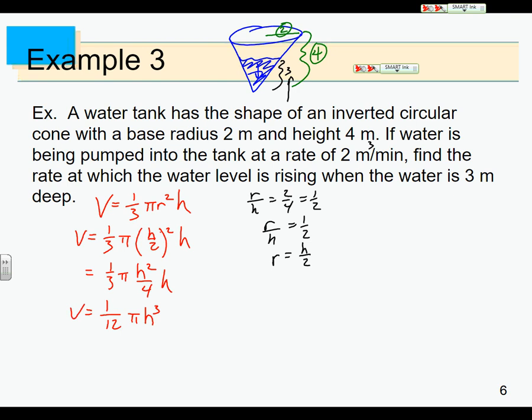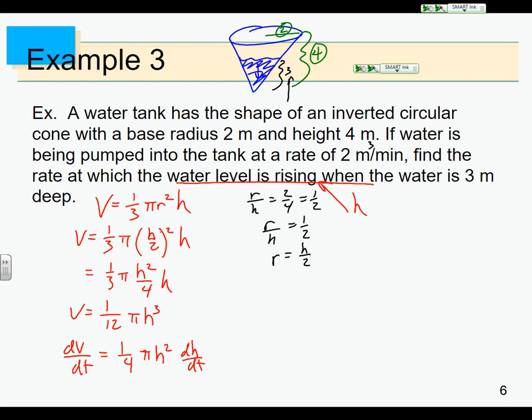I'm trying to make it so when I do my calculus on here, I'm just having to use the simplest differentiation rule I can. So I'm still taking the derivative of this with respect to time, so how fast the water volume is changing with respect to time. Let's see, drop the 3 in front. 3 times 1/12 is 1/4 pi h squared times dh over dt. Another reason, it says find the rate at which the water level is rising. That is the height of my water.